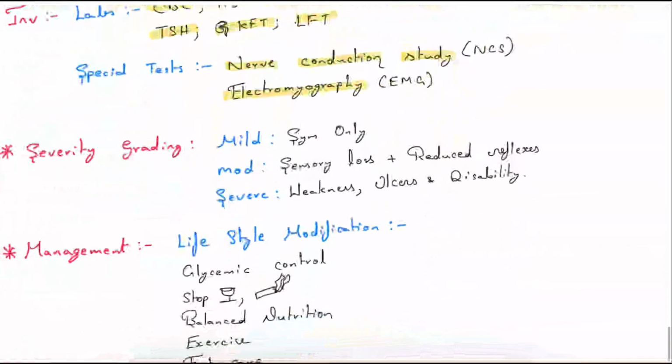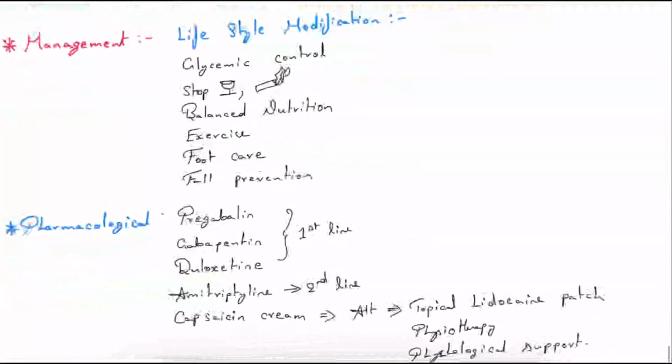Now, how to do severity grading? In neuropathy, we have severity grading based on grades like mild, moderate, and severe. In mild cases, we can see only symptoms. Next one, moderate. In moderate, we can see sensory loss and reduced reflexes. Next, severe. In severe, we can see weakness, ulcers, and disability.